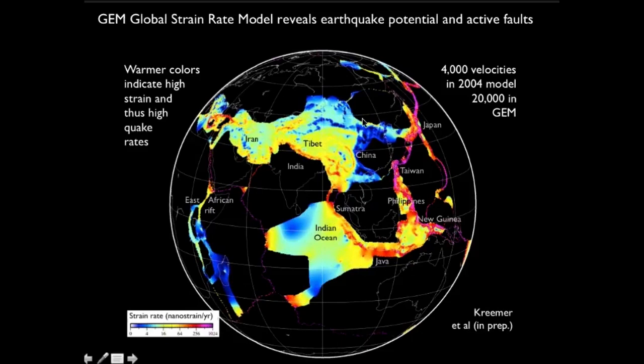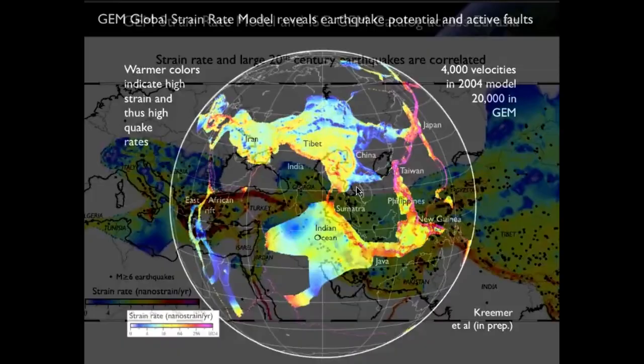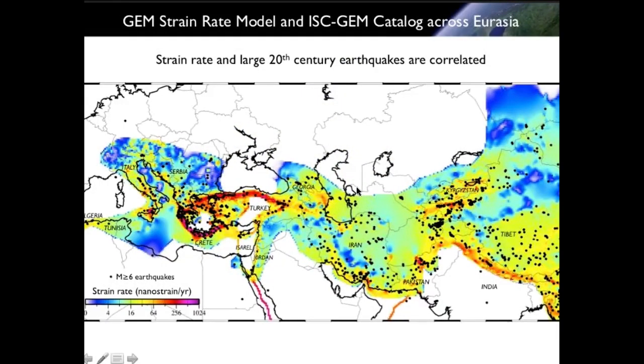If we zoom in on Eurasia, this area here, and we superimpose that strain data with the last 100 years of earthquakes, you can see they're correlated. The black dots are occurring where the red colors are, and the black dots stay out of the blue colors. So that's very encouraging that, yes, this strain data is quite important.